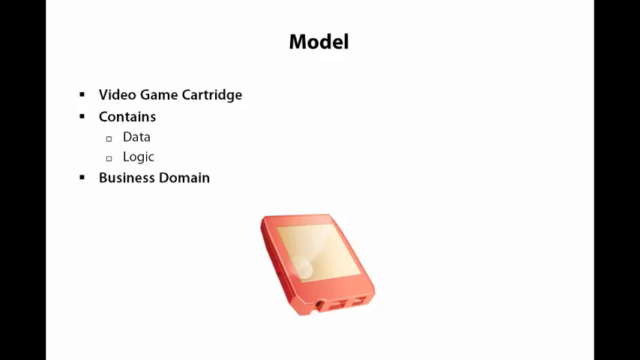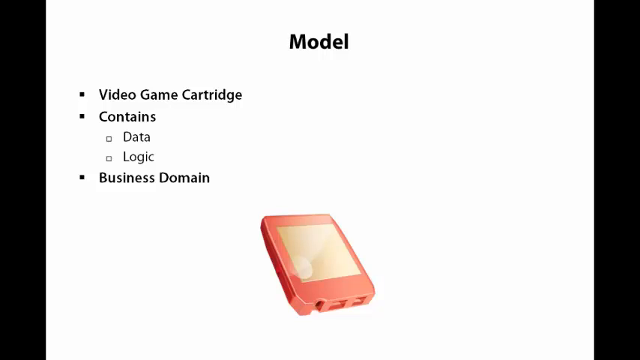So first of all, the model. In our example here, the model is, you can see, a video game cartridge. And this is important to understand because the thing about a model that I think is very confusing to a lot of people is they think that a model just is data. And I've seen a lot of architectures go wrong because all of the model classes are just data objects.